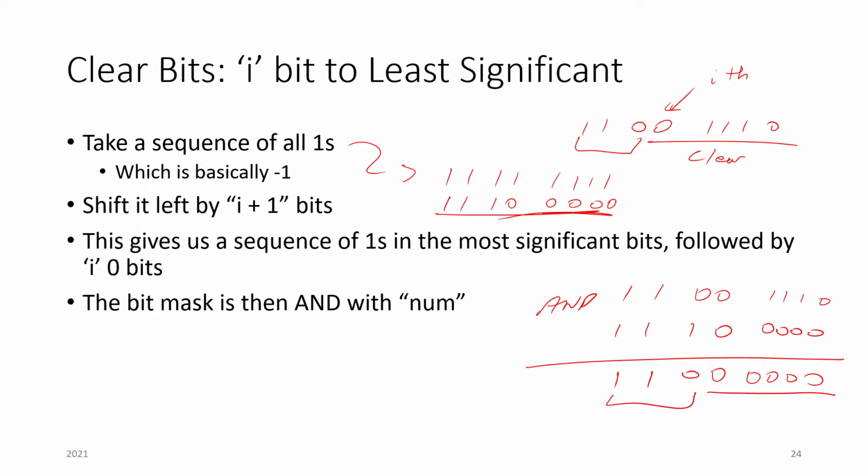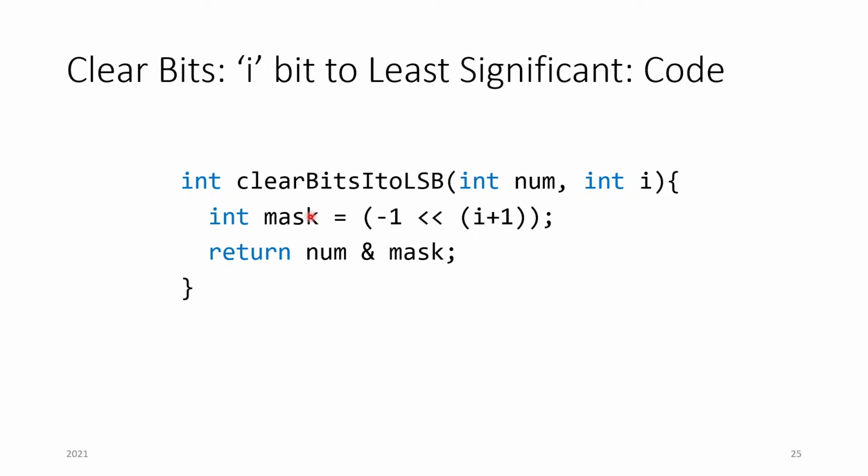So yes, you can cherry pick, but the methods that I'm giving you here on the slides actually help you speed up the process using these particular tricks. So this is the code here for basically clearing from the ith bit to the least significant.